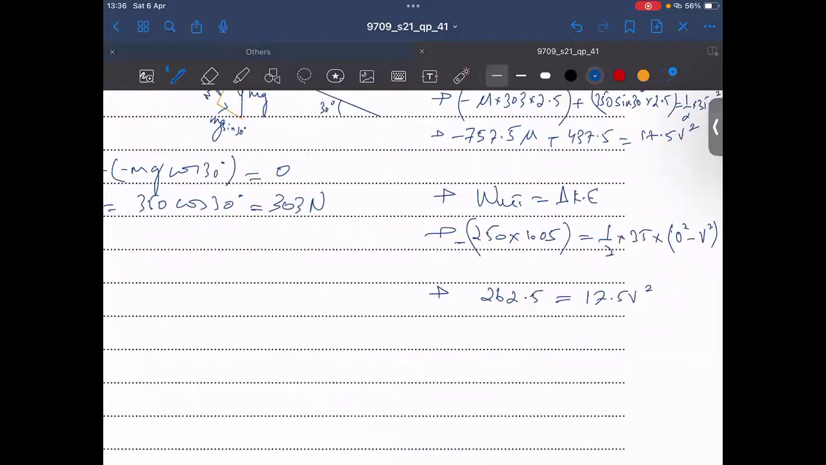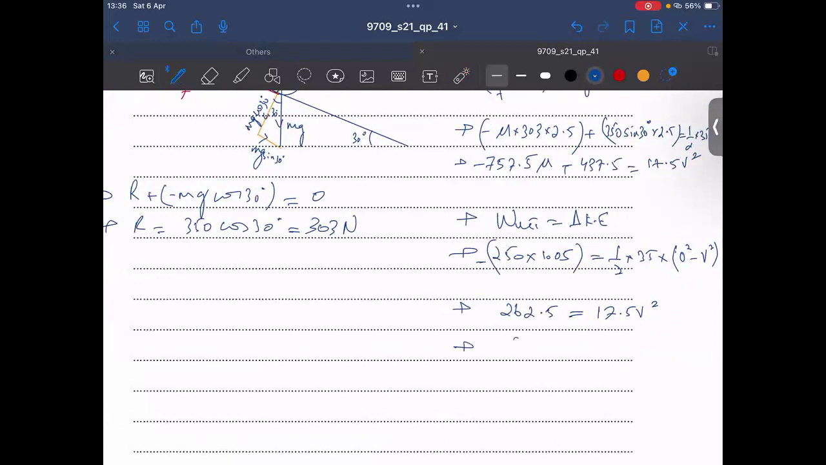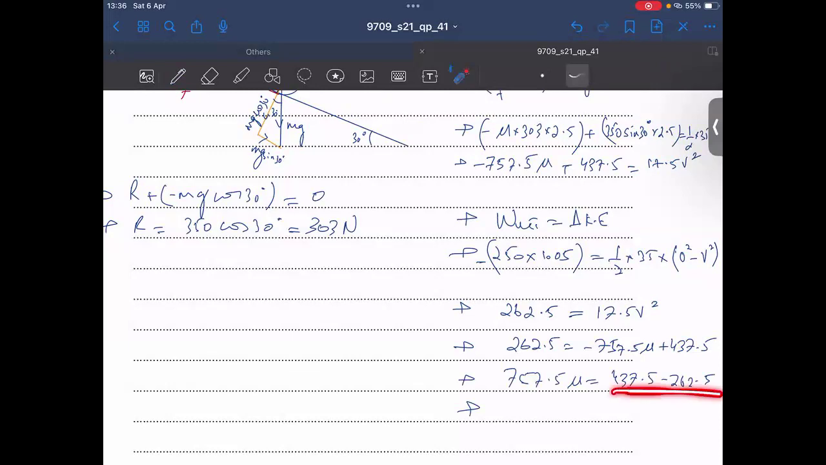And so I can replace now 262.5. I can replace 17.5 v square with minus 757.5 mu plus 437.5. All right, Miss Amna. So now can you just tell me 757.5 mu equals 437.5 minus 262.5? How much is it going to be? The value of this coefficient of friction is coming 0.231. That is the correct answer.